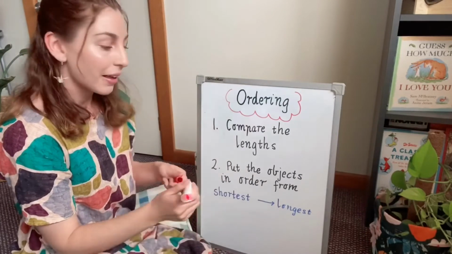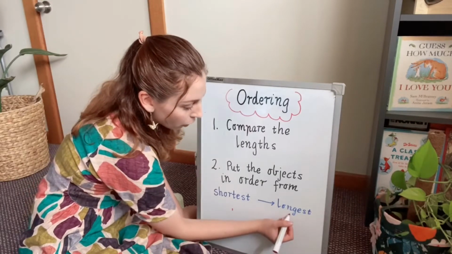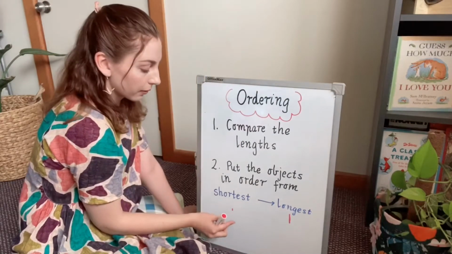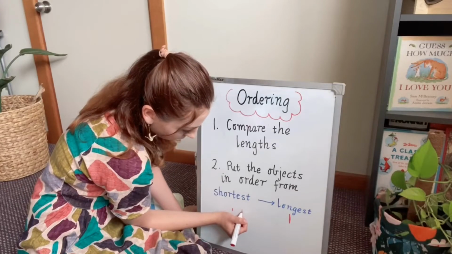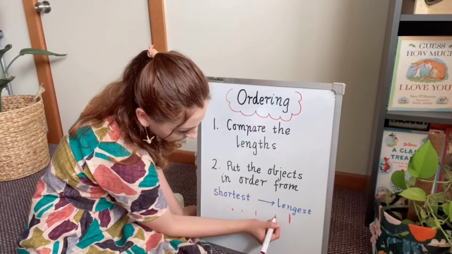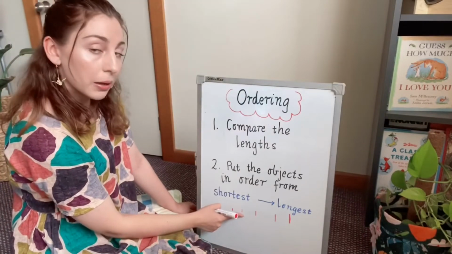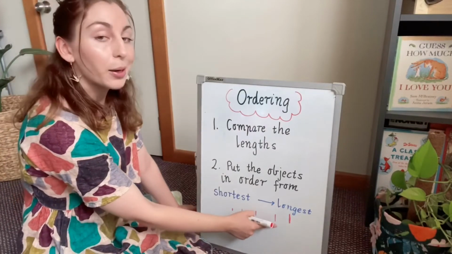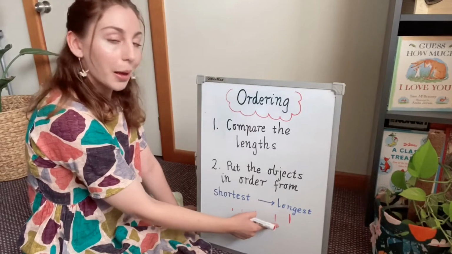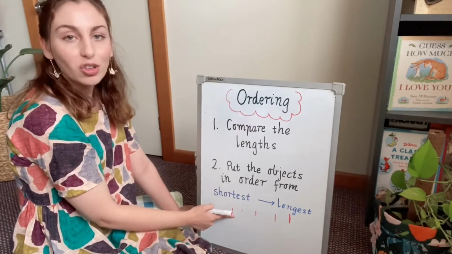So for example, I will draw the shortest little stick here and the longest stick over here, and in between those two sticks, the sticks will get longer and longer and longer until we reach the longest. Shortest, bit longer again, longest. And you can go backwards. Longest, a bit shorter again, shorter even more, and then the shortest.